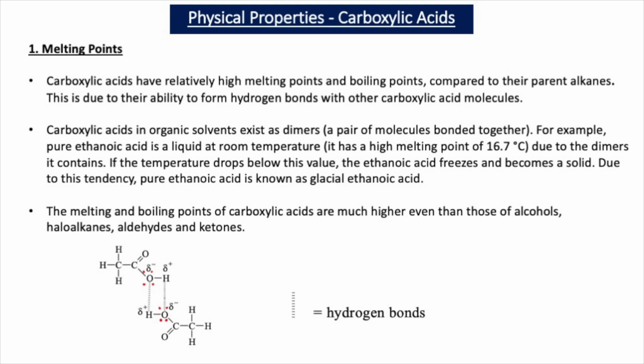You'll notice on this diagram I've also put in the lone pairs of electrons that exist on the oxygen, and the oxygen has two lone pairs, and one of these lone pairs of electrons contributes to the hydrogen bond. So the oxygen is able to form a hydrogen bond with each lone pair that it has. It's important to mention that the hydrogen bonding that exists between molecules of carboxylic acids will be stronger than the hydrogen bonding in alcohols and amines, and therefore carboxylic acids will have higher melting points and boiling points than both alcohols and amines.